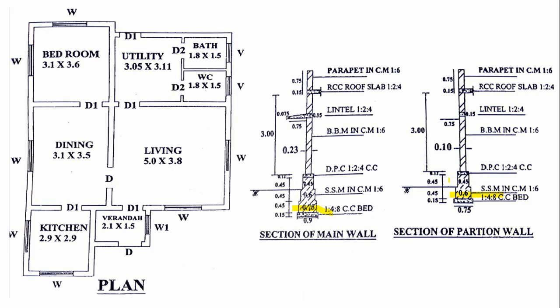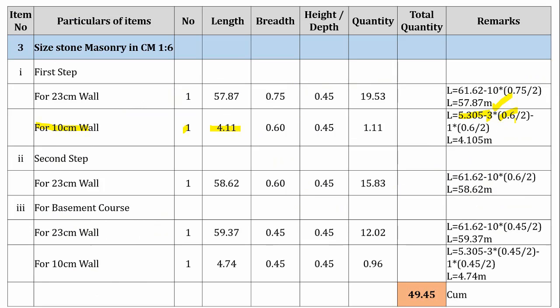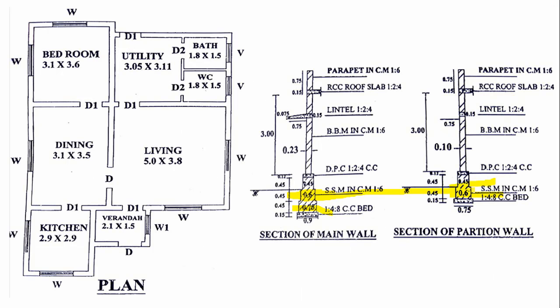If you see now, this and this are at the same level. We are calculating this stone masonry work, so it will come at this level. Therefore this is 0.6 divided by 2. You have to see this carefully. Usually a mistake happens: they write 0.75 by 2. It is not 0.75. It is 0.6 divided by 2, minus n into b divided by 2, for the 10 centimeter wall, that is 1 into width of the item, 0.6 divided by 2.